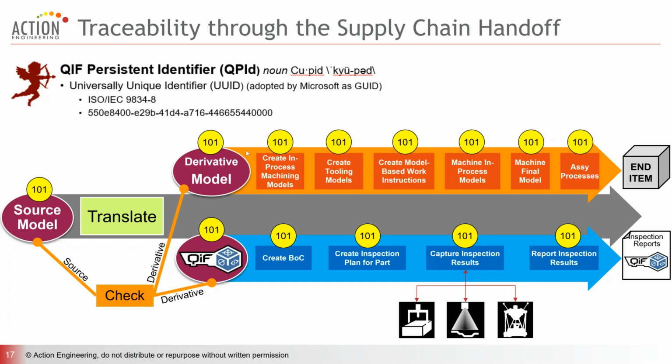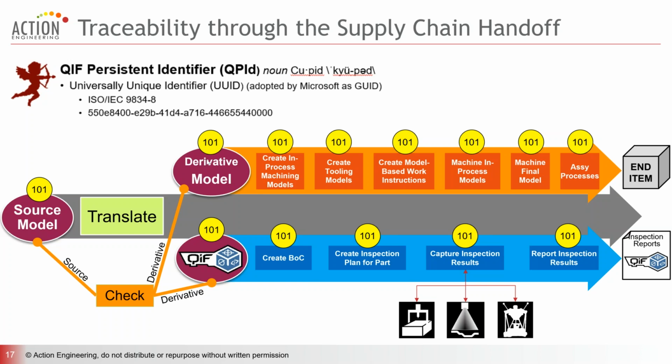So then when I pull it into, let's say, a CMM machine that's inspecting it and reporting results, the CUPID remains consistent. So then we can report these inspection results either into inspection reports or even publish them into a database like a quality management system.